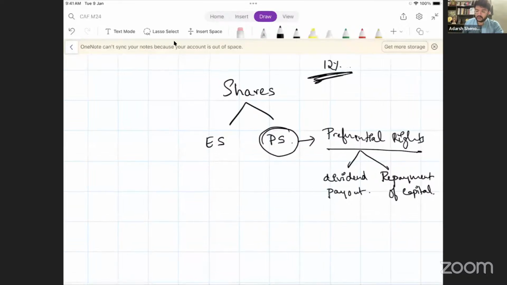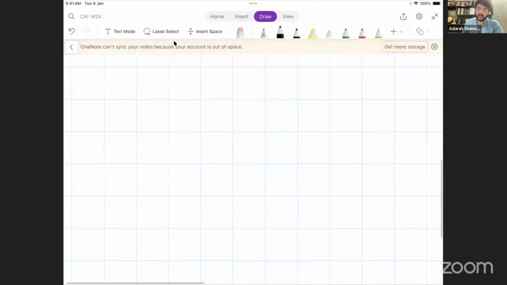So this is the whole concept of what is a preference share. Preference share is a share which has two preferential rights. One in the time of payment of dividend, and two when the repayment of capital is done at the point of liquidation of the company.